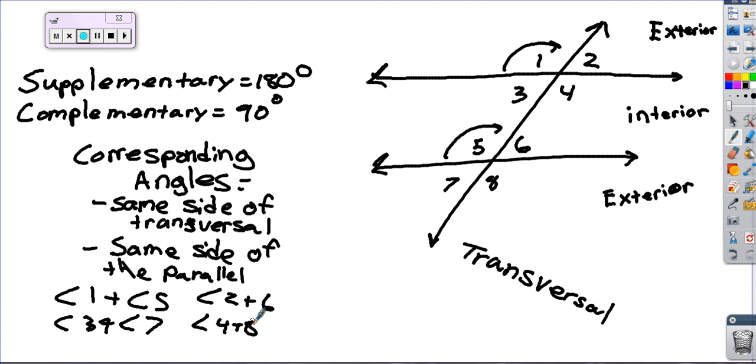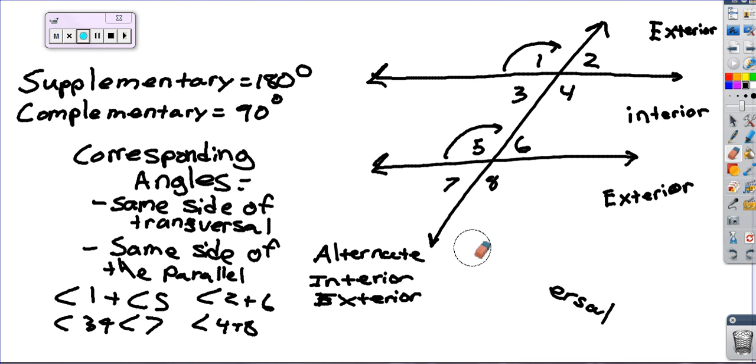And it kind of just goes with what the word is. What does the word alternate mean? Anyone know? Isn't alternate like switch? Yes, we're going to switch. So we're going to do alternate interior, and I'm going to erase this word transversal because I need some room. We're going to do alternate interior and alternate exterior. Alternate means we're going to jump the transversal. All right, we're going to jump the sides of the transversal.